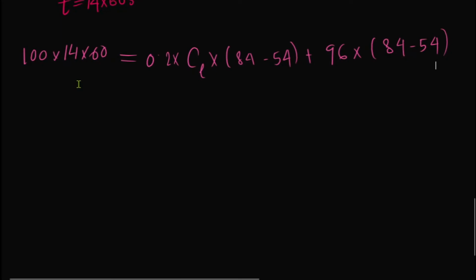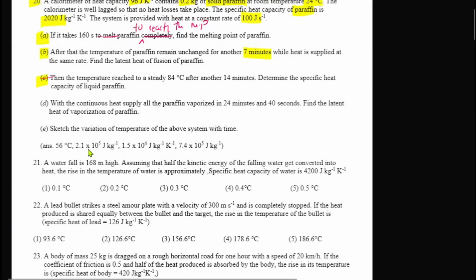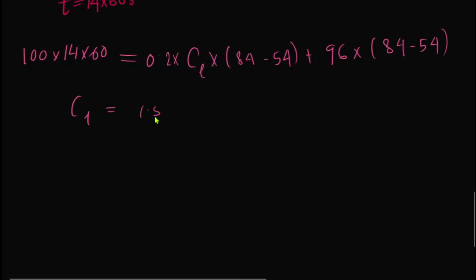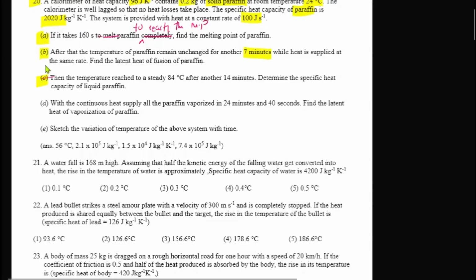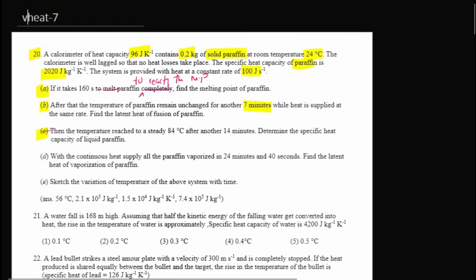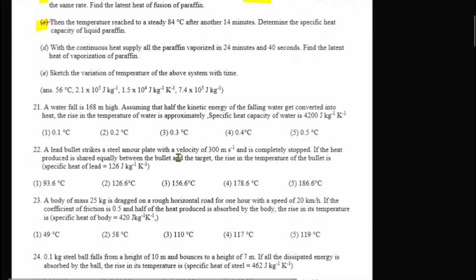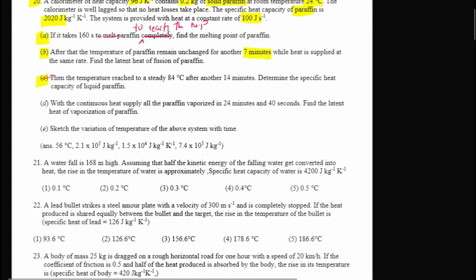So if you simplify this, you are going to get the specific heat capacity of liquid paraffin to be 1.5 into 10 to the power 4 joules per kilogram per Kelvin, right? So this is going to be the liquid paraffin's specific heat capacity. Right now, guys, you need to understand the part D.